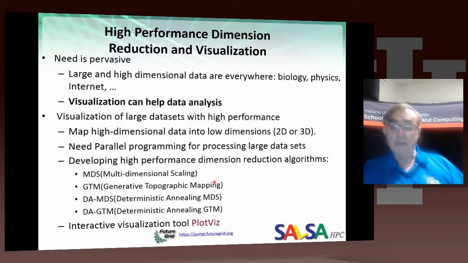So we have a variety of different tools here. Multidimensional scaling is the simplest example. We have our own improvement of that called deterministic annealing multidimensional scaling. We have these work for general problems. For the cases where the data comes from a vector space, which is not true for genomics, we have algorithms like generative topographic mapping and their improvement with deterministic annealing.